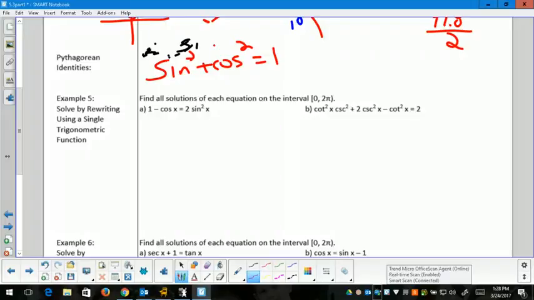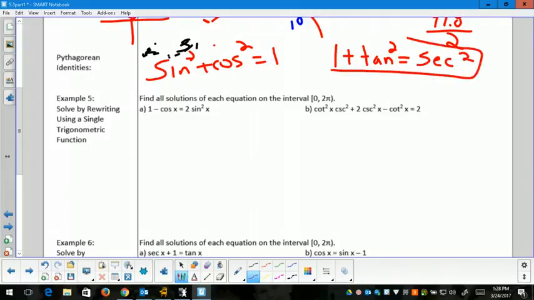1 plus tangent squared equals secant squared, right? Now that's okay because some of you just gave me a variation. You said secant squared minus 1 is tangent squared. That's the same thing. I just want another one in terms of cosecant. 1 plus cotangent squared equals cosecant squared.